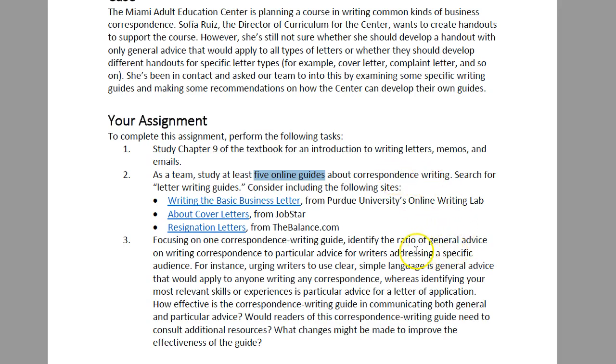But get a sense of how much general advice they give and how much specific advice they give. So how much do they tell you about how to write correspondence in general, and how much do they tell you about the content of a very particular type of correspondence? As you're doing that, just pay attention to the advice that they are giving you. Try and figure out what are the main points that would need to be included in this type of guide, in this type of handout. Just try and get a really solid grasp of how you would build your own guide for writing business correspondence.